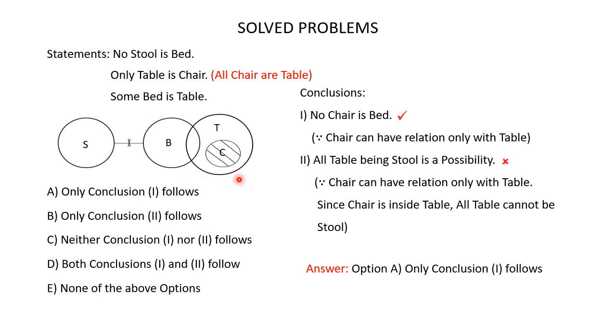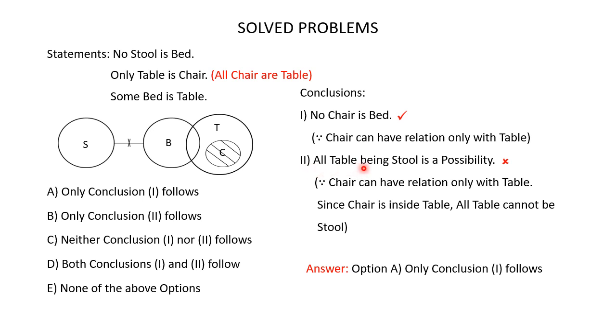Now based on this basic Venn diagram, let's see which of the given conclusions follow. Conclusion 1. No chair is bed. So you have chair here and bed here. Clearly you can see that chair can have a relation with only tables. Chair will not have any relation with bed. So the conclusion no chair is bed is correct. Conclusion 1 follows.